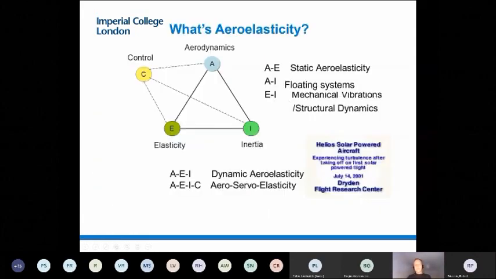So let me introduce aeroelasticity for a start, okay? Because I've been saying this, but not everyone may know what I'm referring to. So this is the classical way in which aeroelasticity is presented. So basically, we're talking about problems in mechanics in which we have systems which are driven by the combination of the interactions between inertia, elasticity, aerodynamics, and control. And the way I like to present this is the following.